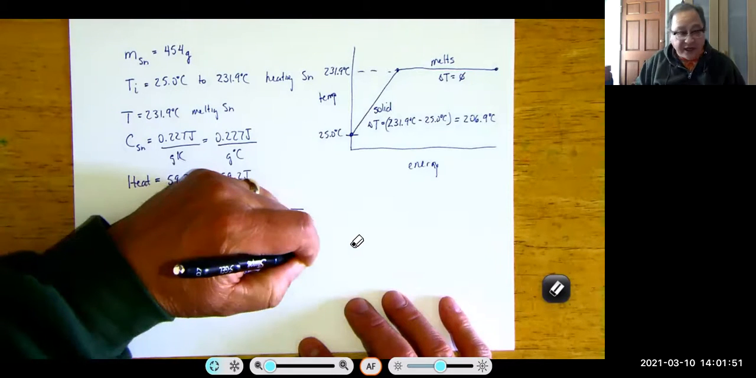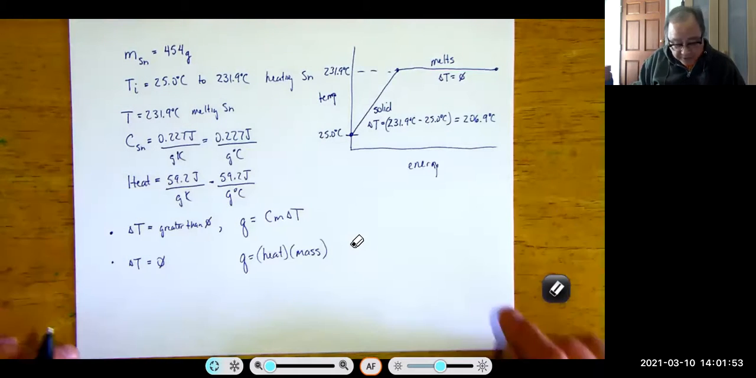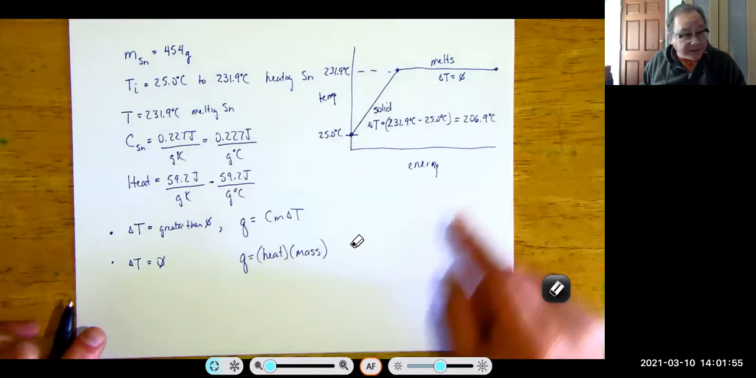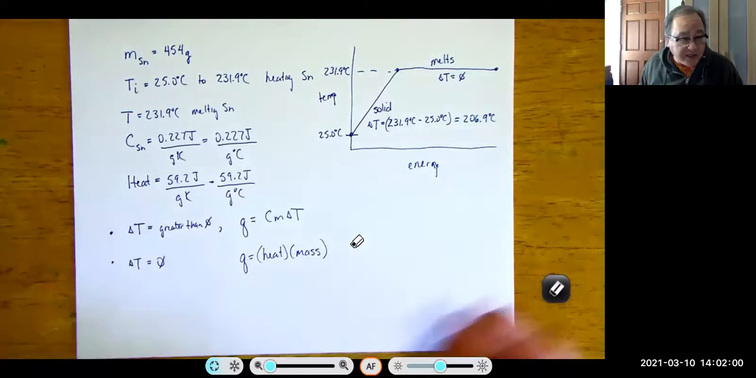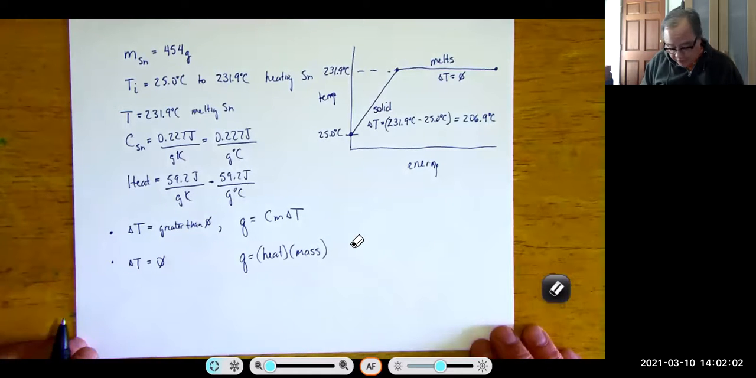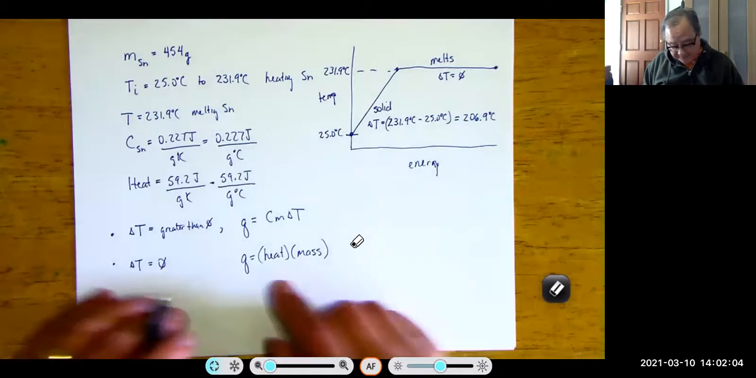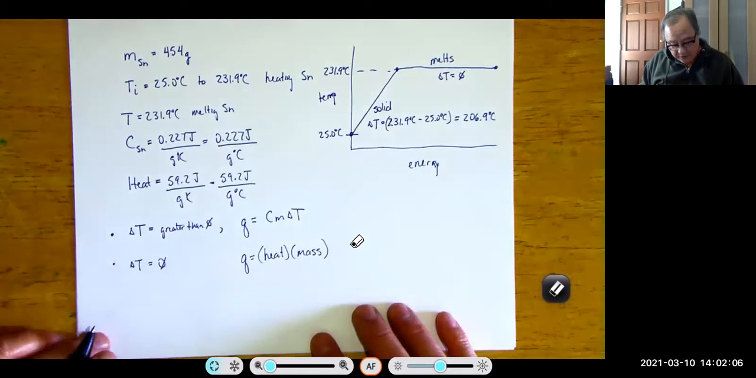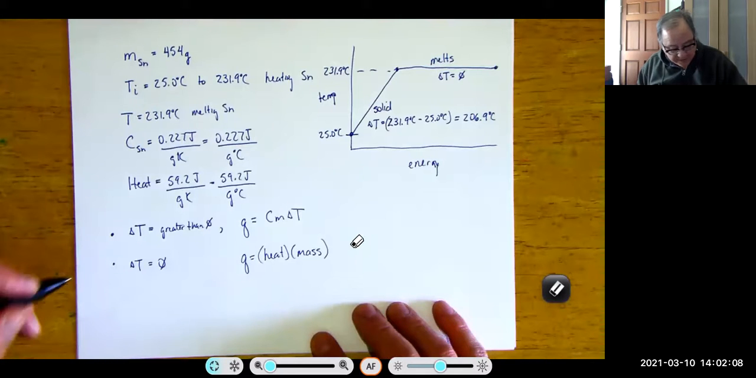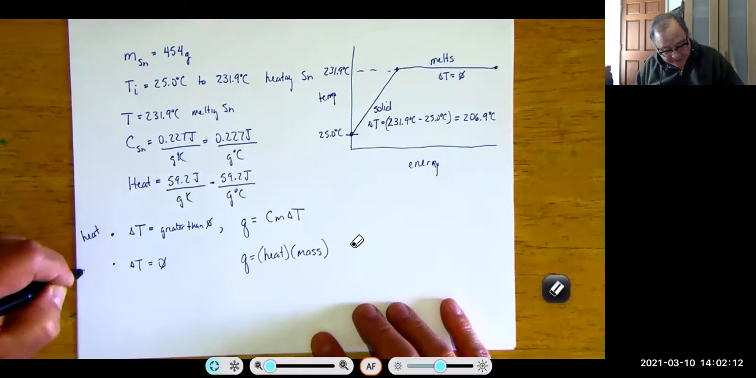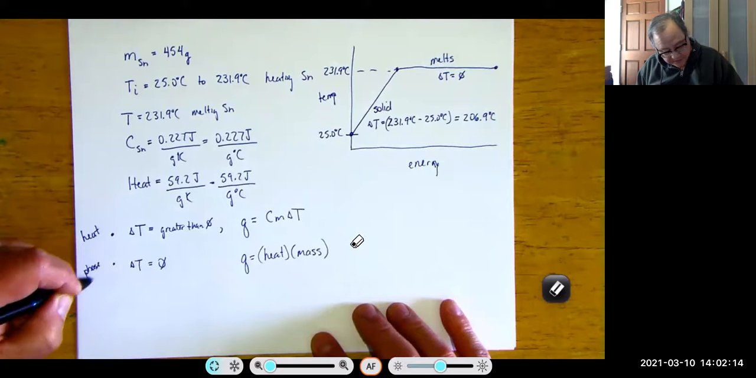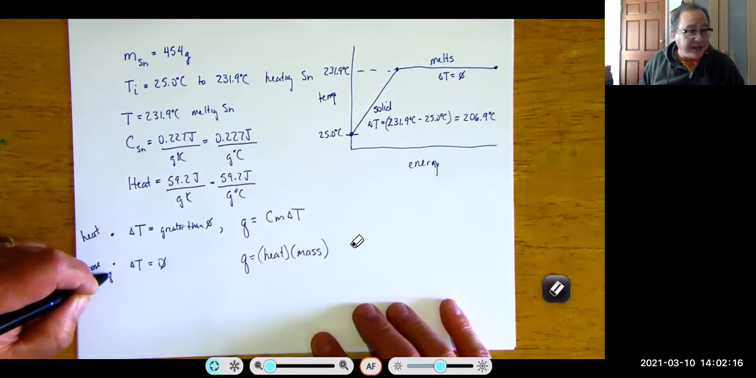Well, it depends on the change. If you're melting, you use heat of fusion, which is what they gave us. If you're turning it into a gas, you use what's called heat of vaporization. So I use the general formula, heat times mass. So this is when you're heating something, and this is when you have a phase change. Because during a phase change, there's no change in temp.